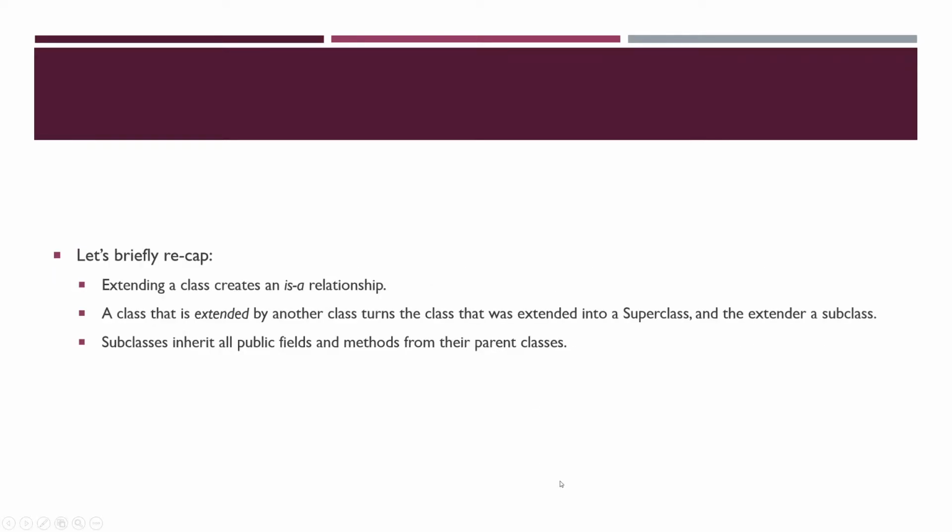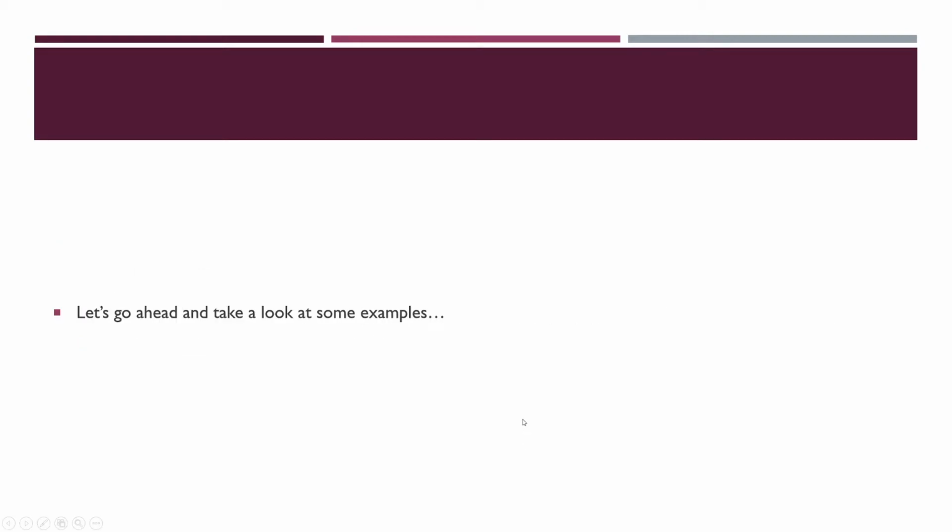Okay, and so just to briefly recap, extending a class is just creating a relationship. When you extend, the class that you're extending becomes the superclass, the parent class, okay? And the class that is extending the superclass is the subclass or the child class. So there are a lot of different ways to call these classes. So just use whichever term helps you remember the whole concept of inheritance. Okay, so let's take a look at some examples.